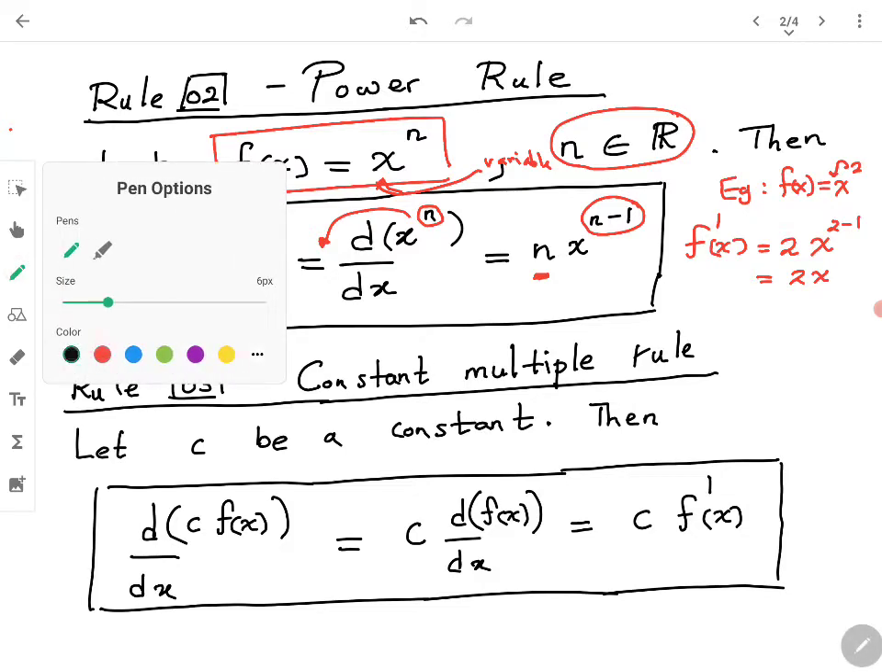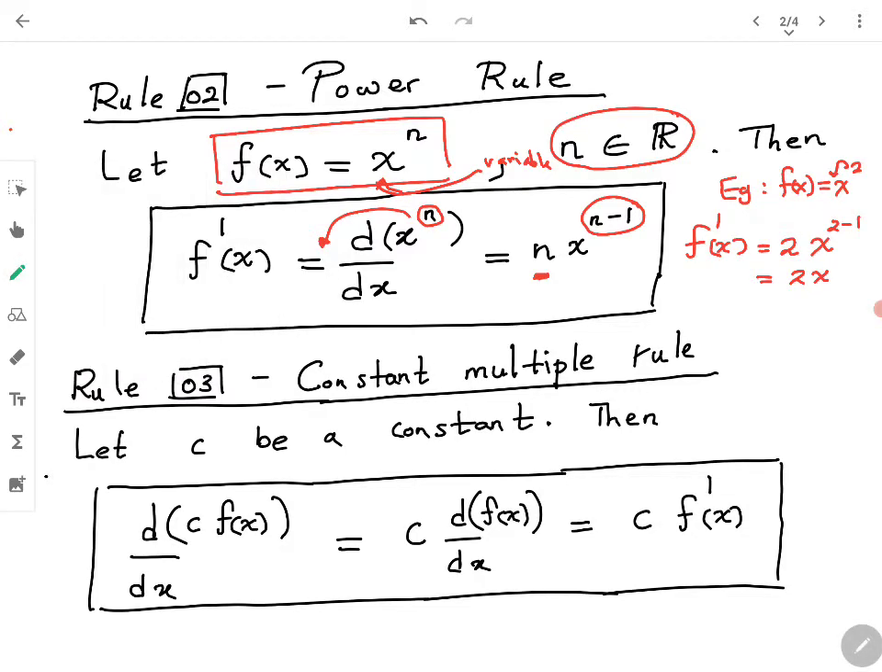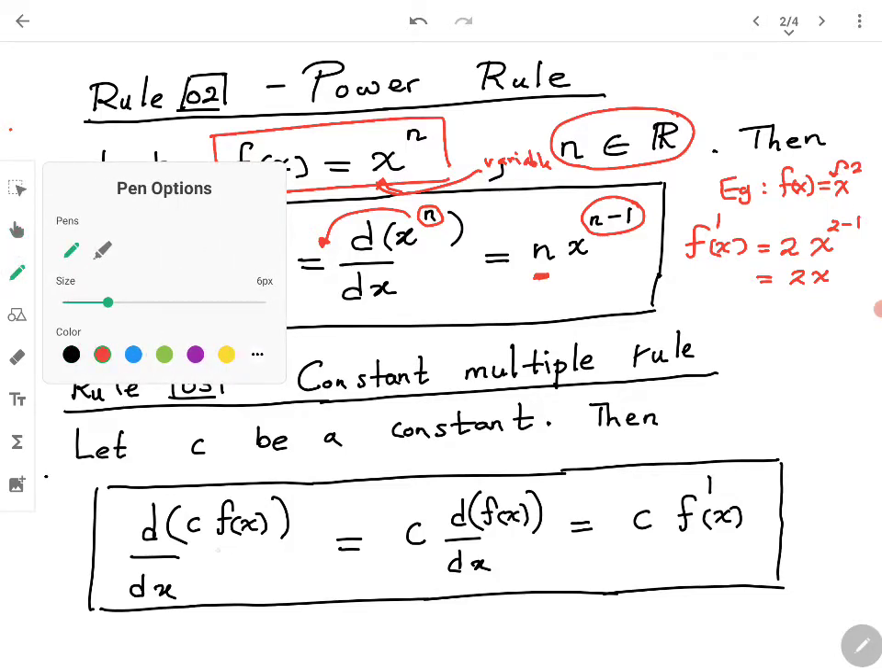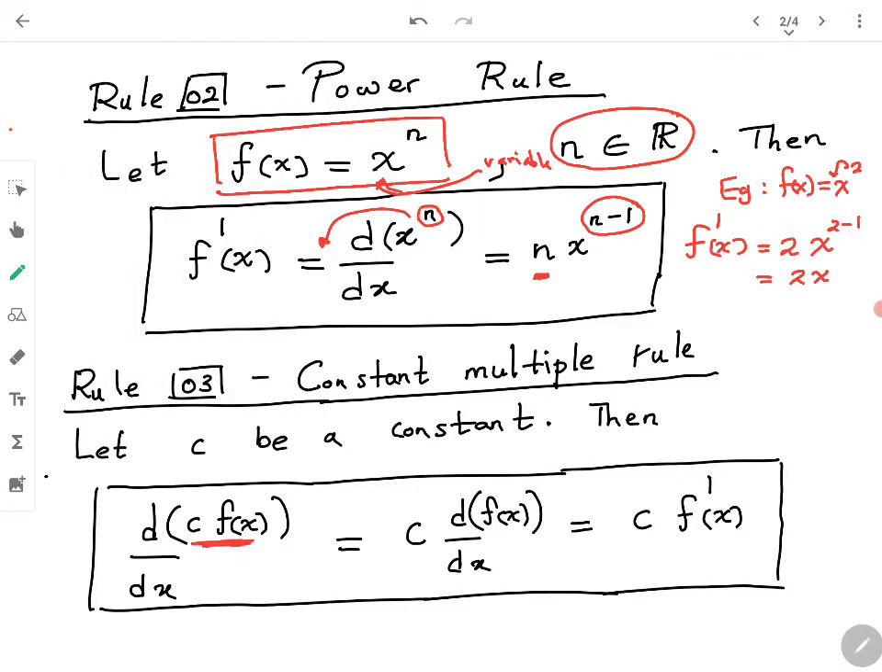Then the third rule I'm going to discuss today is called the constant multiple rule. Here C is a constant. The idea here is how to find the derivative of an expression like this, a function multiplied by a constant. What you do is you just take the constant part out and find the derivative of the function. The derivative of f is f prime. So the final answer is the constant times the derivative of the function, the variable part.